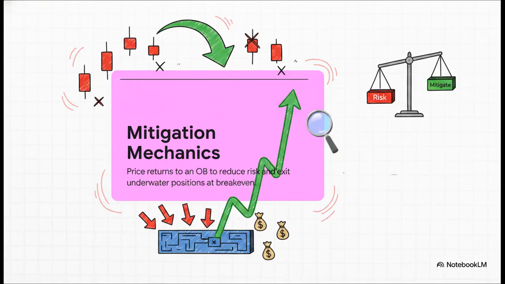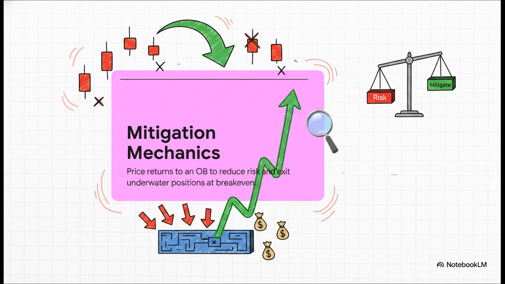This brilliantly illustrates the concept of mitigation mechanics. Think back to that sequence we discussed earlier. To create the massive liquidity they needed to buy, the algorithms first had to sell, creating that consecutive down-close candle sequence. That initial manipulation move is actually a short position. So once they violently reverse the market upward to start the real trend, those initial short positions are now deeply in the red. They're underwater.